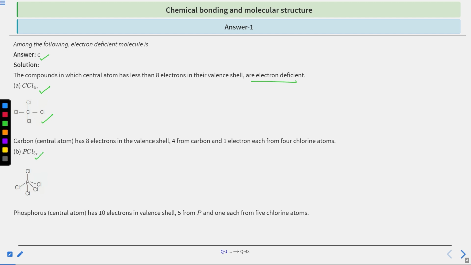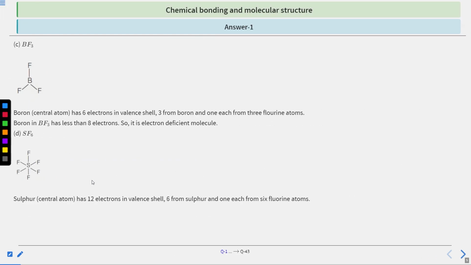Second option is PCl5. This is the structure of PCl5 and phosphorus here is the central atom having 10 electrons in valence shell: 5 from the phosphorus and 1 each from the 5 attached chlorine atoms. So it is also not the electron deficient molecule.